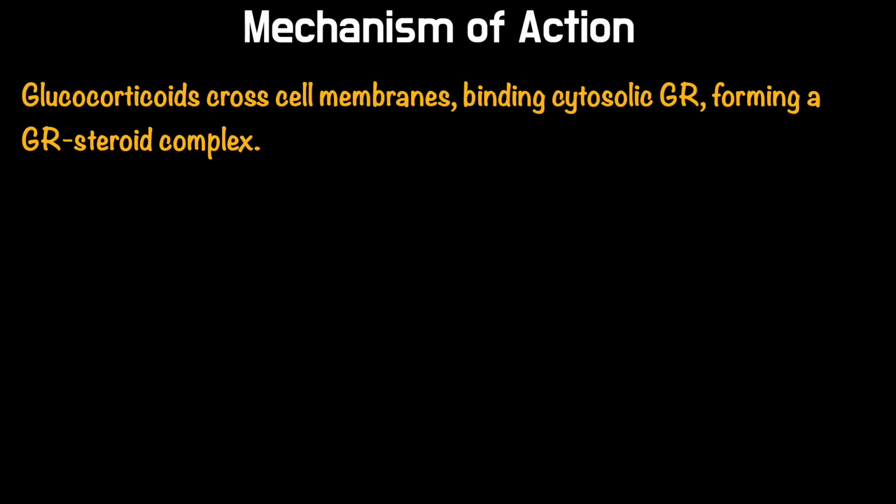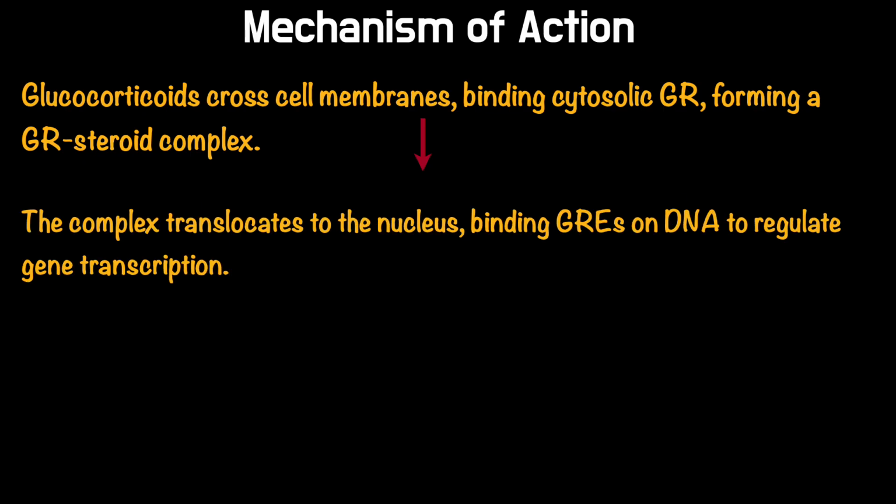So let's talk about the mechanism of action of glucocorticoids. These are lipid-soluble hormones, so they easily cross cell membranes, binding the cytosolic glucocorticoid receptor, forming a glucocorticoid receptor-steroid complex. So that complex is formed, right? And this complex then translocates to the nucleus, binding to glucocorticoid response elements on DNA. This DNA has response elements for glucocorticoids. So these complexes bind to those response elements to regulate gene transcription, right?